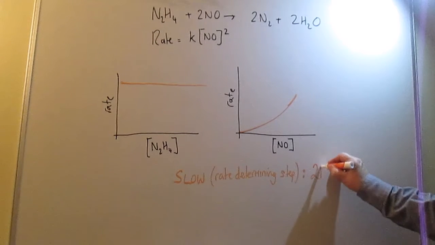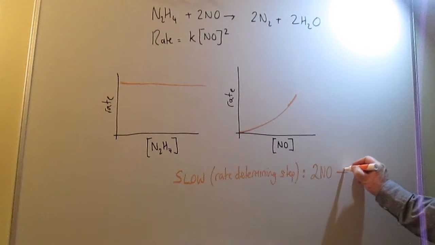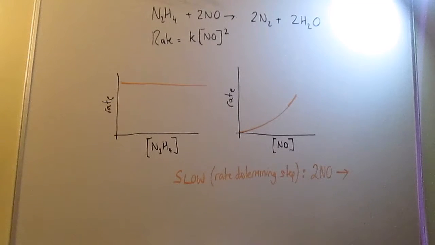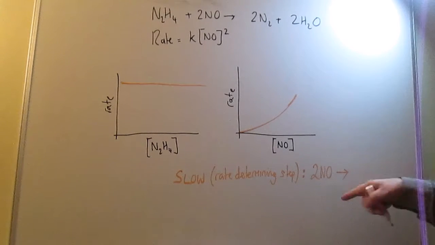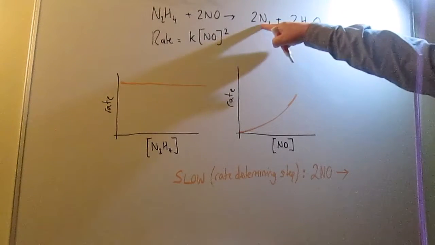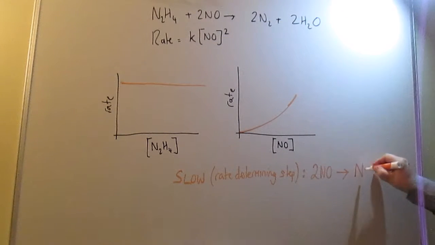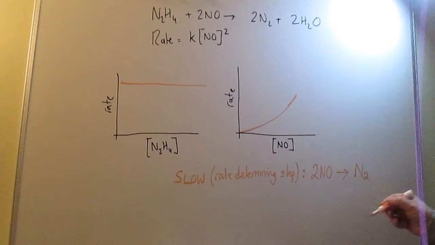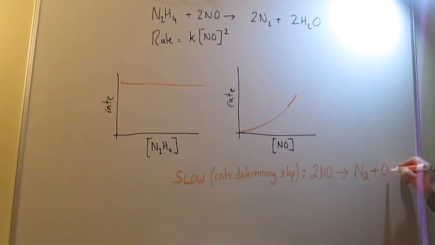So it's going to be 2 NO goes to something. Now what it goes to is basically up to you, because so long as your two equations add up to the overall reaction equation in the end, it doesn't matter what you put here, but it's got to balance. You can't just put any old rubbish there, it's got to balance with this. So the simplest possibility, we know we want some nitrogen in the end, and we could make 1 nitrogen, and what that leaves us with is 2 oxygens, so we could say N2 plus O2. That would be fine for a slow rate determining step.